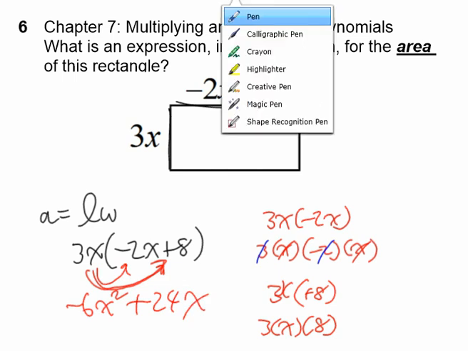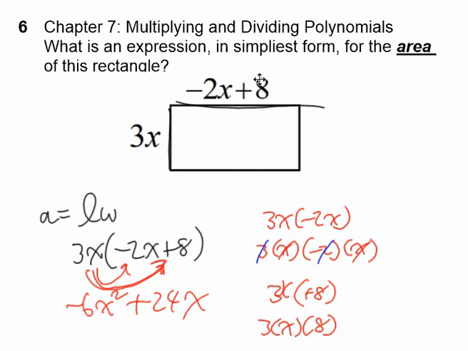Now, some people try to gather like terms after this, but you can't, because this term of negative 6x squared and this term of positive 24x are not like terms. So you can't gather them, and the area of this is negative 6x squared plus 24x. So again, if you made a mistake, please make a note of it, because tomorrow's question will be similar.